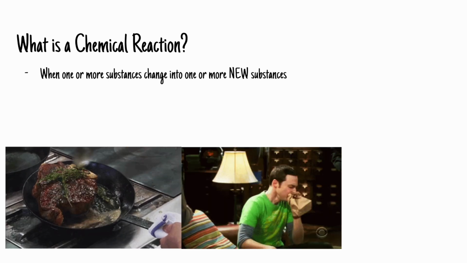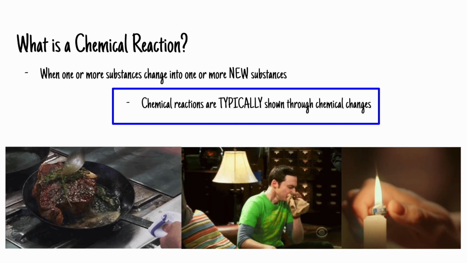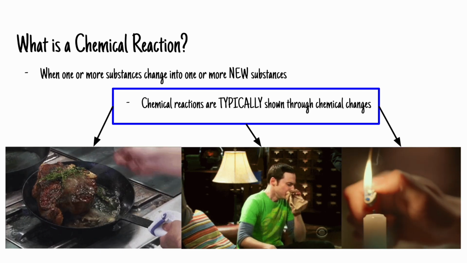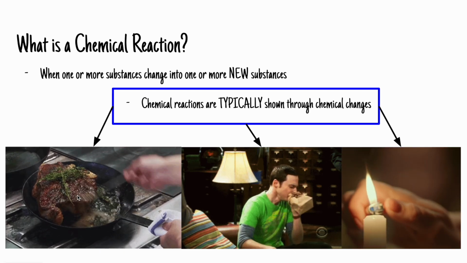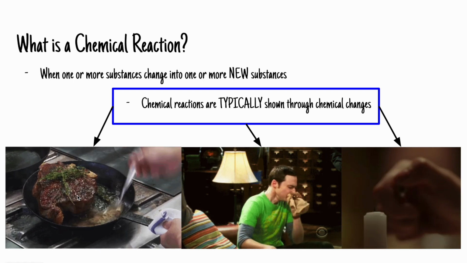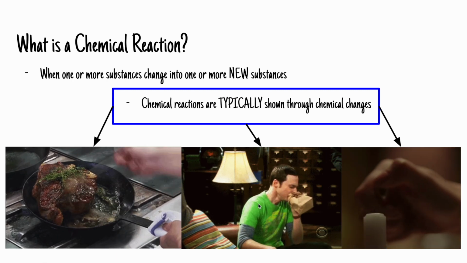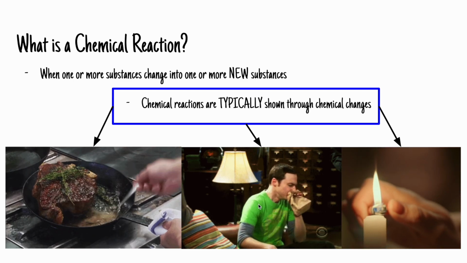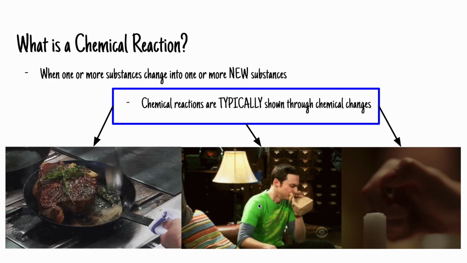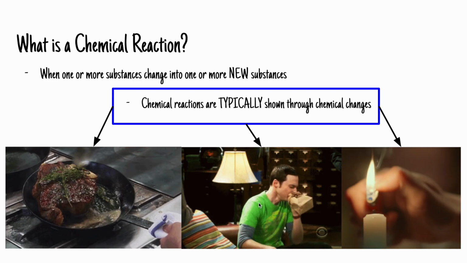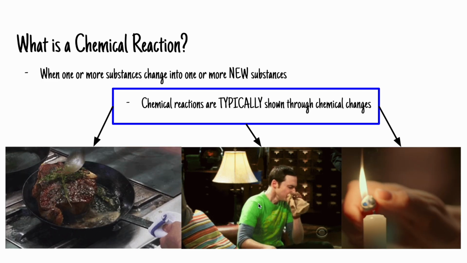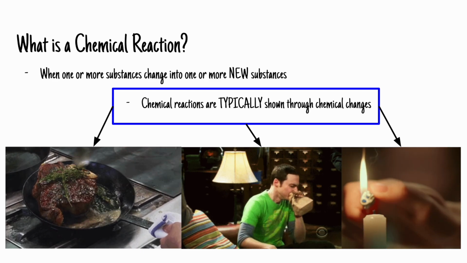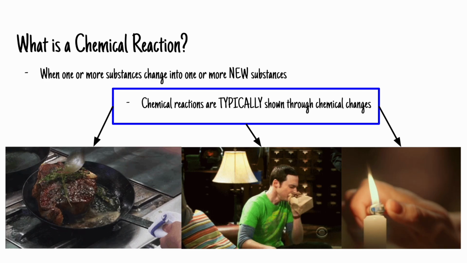Think of cooking a steak, breathing, lighting a candle. All of these are chemical reactions, and these chemical reactions are typically shown through chemical changes. The steak, right? You can smell that. You can see the change in color. You can hear it. The breathing in a bag, right? You can feel it. Everyone breathe into your hands right now. You feel heat. That's releasing of heat. Change in temperature, that's a sign of a chemical change, and that's a sign of a chemical reaction. When you light a candle, you are making a new light, you're releasing heat. All of these things are signs of chemical reactions.